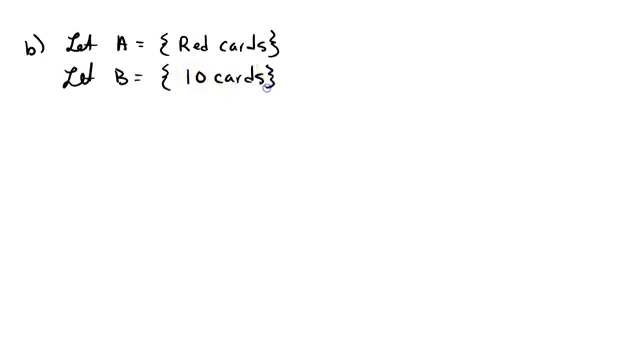Let A be the set of all red cards. Let B be drawing a 10. So if I were to draw this out, now this is not an official Venn diagram, but I just want to show you how these things overlap.